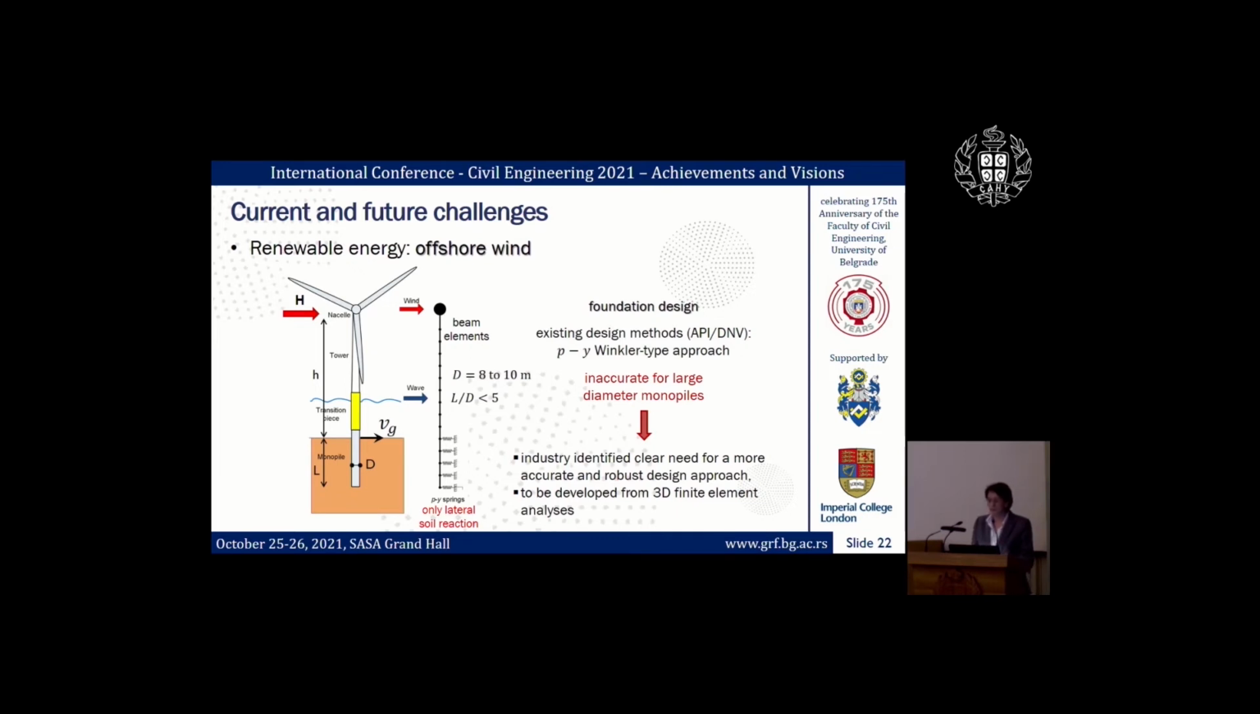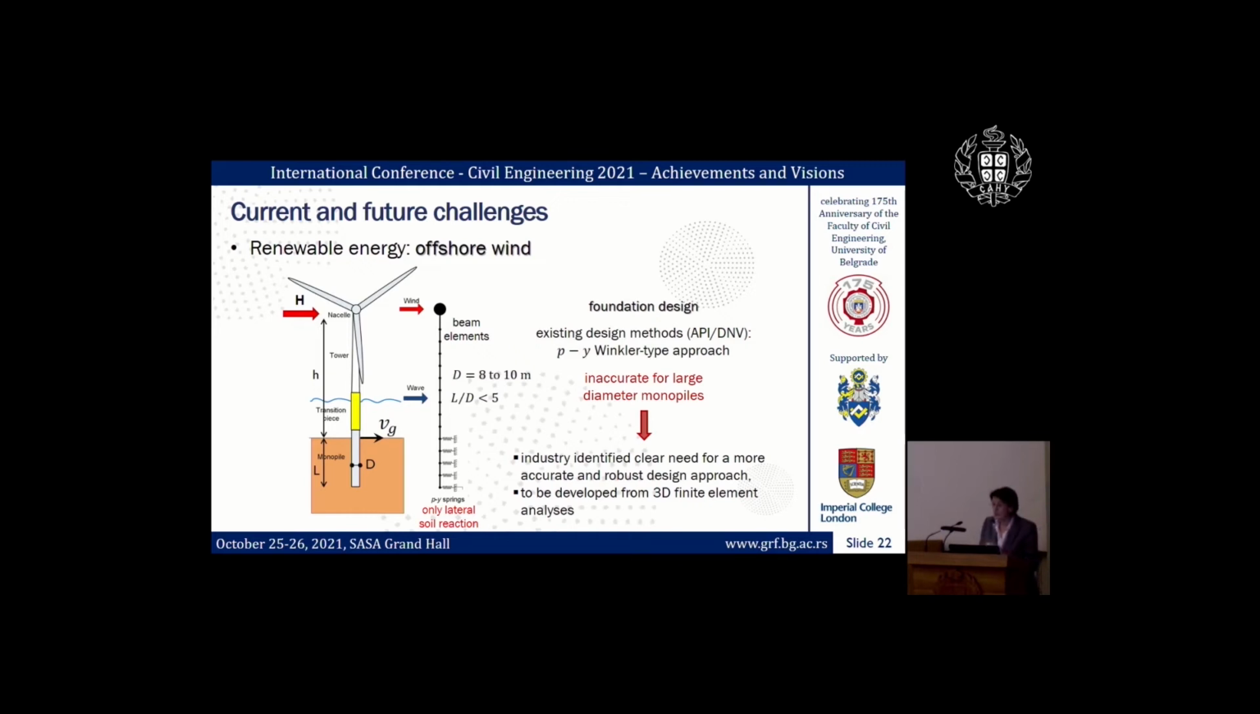predictions of the working loads and ultimate loads using the existing methods of calculation, and these were mainly the so-called PY Winkler type approach for designing the laterally loaded piles. The load here mainly comes horizontally from wind and from wave, and the pile is considered to be a beam, a string of beams supported by lateral springs representing the soil lateral stress as a reaction to this load.